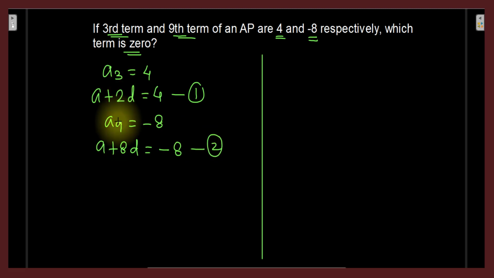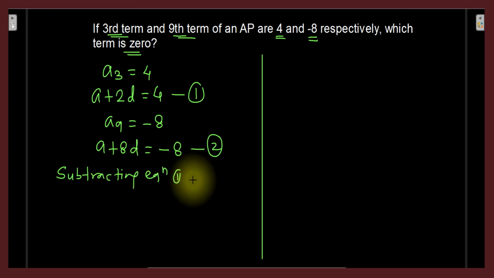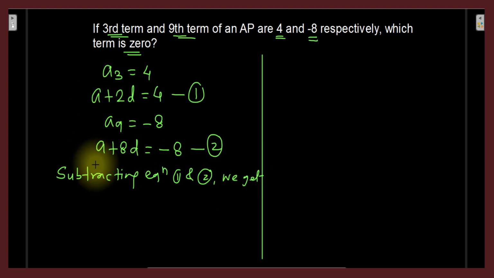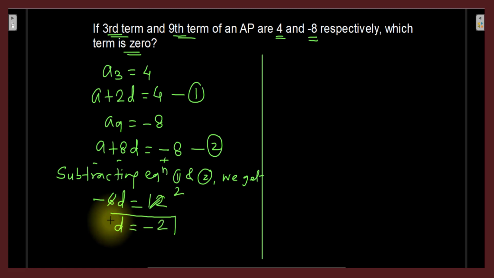So we will solve equation number 1 and 2. Subtracting equation 1 and 2, A and A will get cancelled because signs will change. This will become plus. So A and A cancelled out. So 2D minus 8D will be minus 6D, which is equal to 4 plus 8, that will be 12. So 6 ones are 6, 6 twos are 12, and therefore D is equal to minus 2. So friends, here we have got D is equal to minus 2.